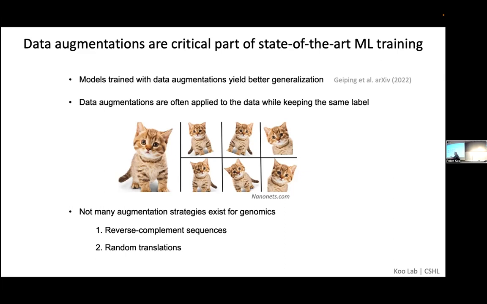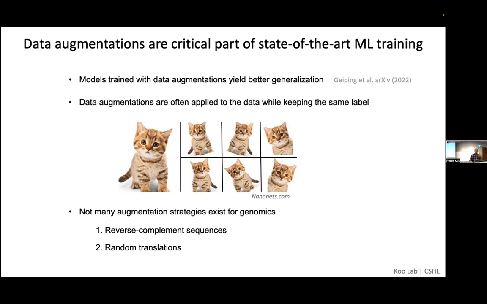And sometimes, though rarely used, but I think it's very powerful, is random translations, just shifting the sequence around just a little bit. It seems so simple, but the problem is our data sets are fundamentally limited by the underlying biology. For measuring transcription factor binding, for instance, it might only bind to high affinity sites in accessible regions. And so there's a fundamental limit on how much data you can acquire.